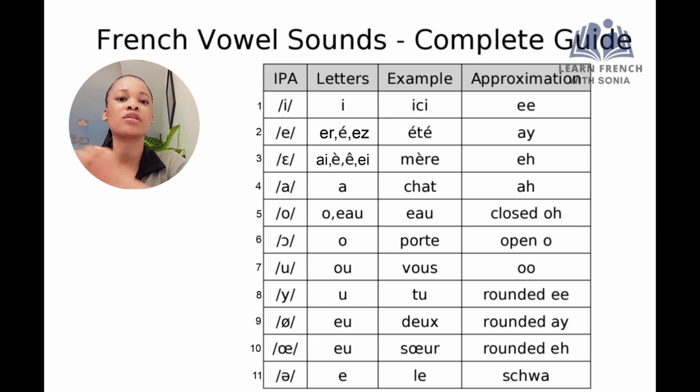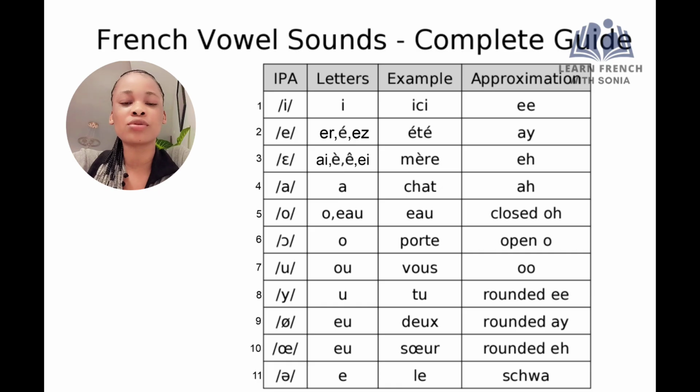Number seven says U, not U, U. The OU there stands for U. Then we have vous as an example. The S is silent, which I will explain later. I've told you. And then our approximation says U. These approximations show you what the word sounds like in English. Please follow up. Let's continue.